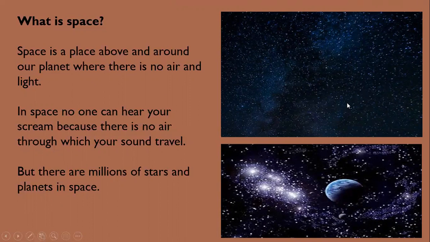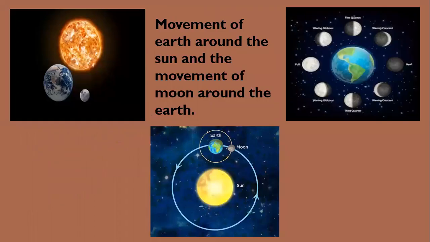This is the picture of the sky when you see from the earth. It's full of stars and planets. I hope you all remember this. Now then I told you about the movement of earth and the movement of moon. Our earth has one moon which rotates around the earth. Remember, I told you the earth is moving around the sun and the moon moving around the earth. Like this.